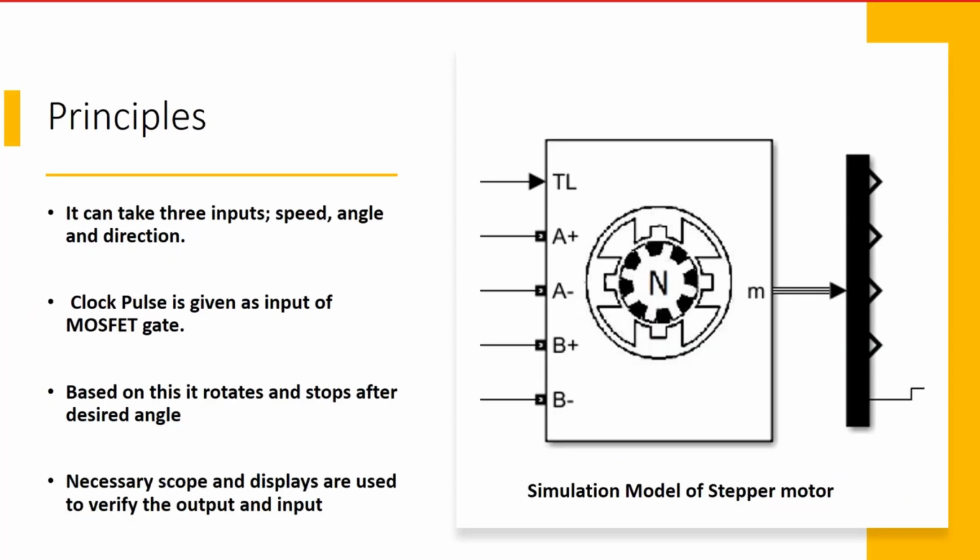So basically, our motor driver can take three inputs: speed, angle, and direction. Based on the input provided by the user, appropriate clock pulses are given to the MOSFET gates. When MOSFETs are in the on state, they energize the coil of the stepper motor and allow it to operate up to the desired angle. In our Simulink model, we have used scopes and displays to verify the inputs and outputs.